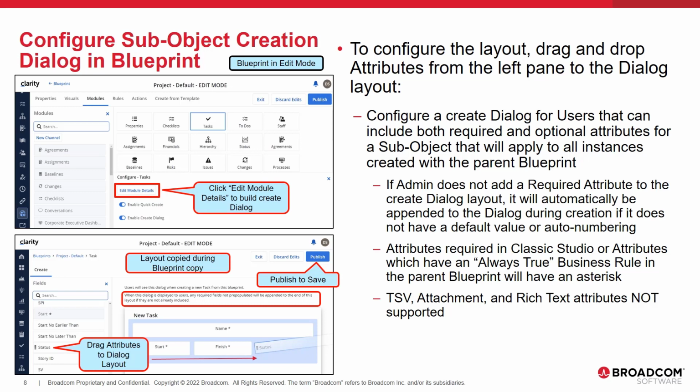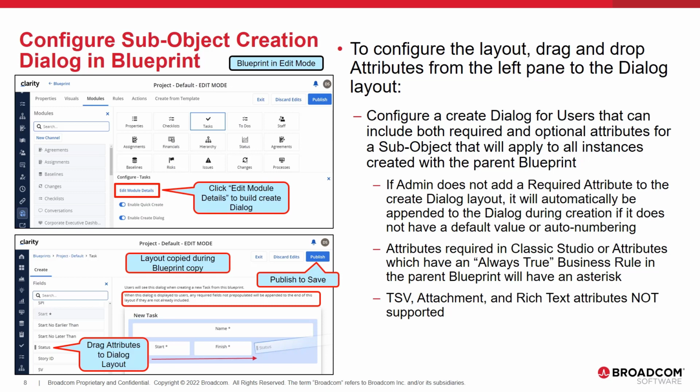In either the layout or the fields pane, those attributes which are required in Studio or have always true business rules applied to them will appear with an asterisk. If the layout doesn't contain an attribute that is required either in Studio or as an always true business rule, whenever the user clicks the new button to create an instance, it's going to automatically be appended to the new create modal, similar to how the create from template works today for master objects.